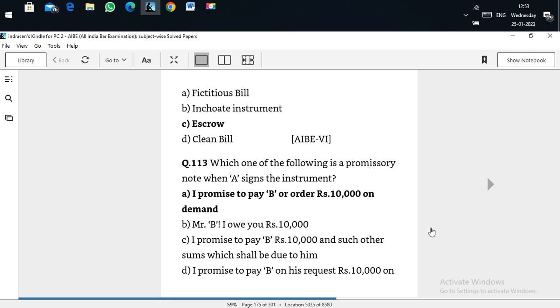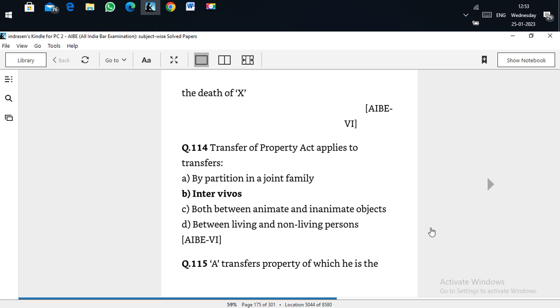Which one of the following is a promissory note with a signed instrument? I promise to pay B or order rupees 10,000 on demand. The Transfer of Property Act applies to transfers inter vivos, between two living members.